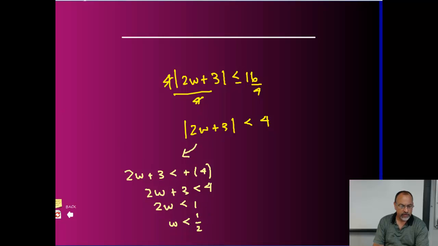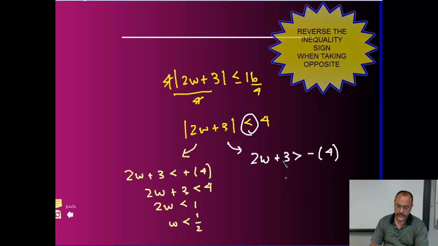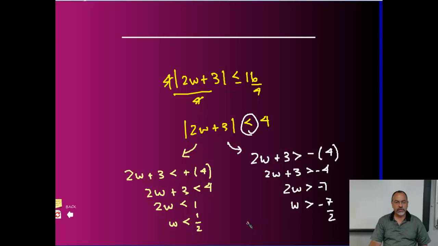And then when I do the other side, I'm going to write the second one, 2w plus 3. Now remember, I've got to reverse this sign, so it's going to be greater than. And I'm going to take the opposite of this whole side over here, so I'm going to take the opposite of 4. It says 2w plus 3 is greater than -4. And then 2w is greater than -7. And then w would be greater than -7/2. So I have my two inequalities.